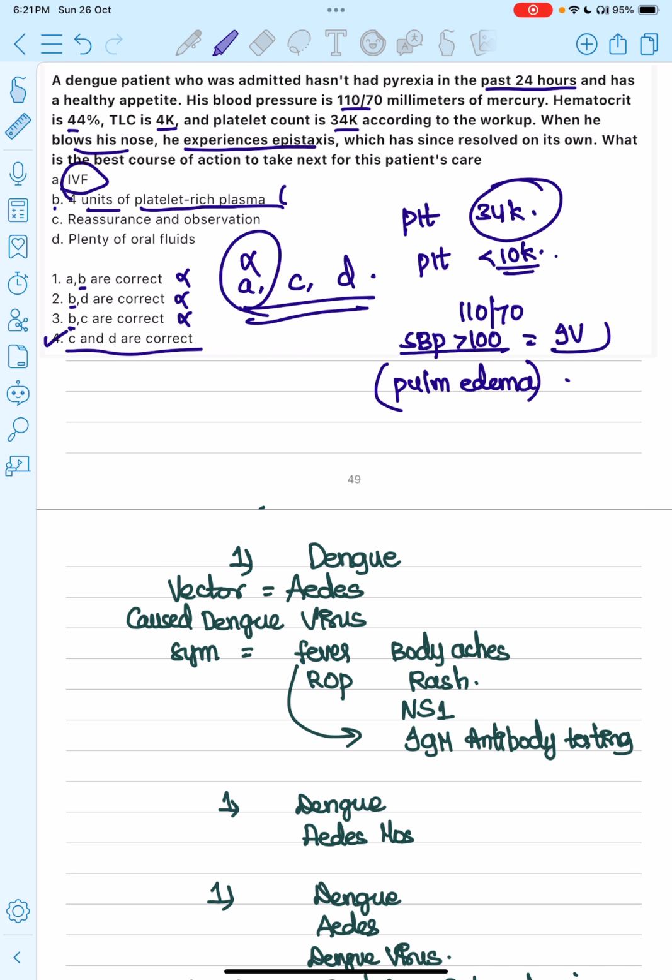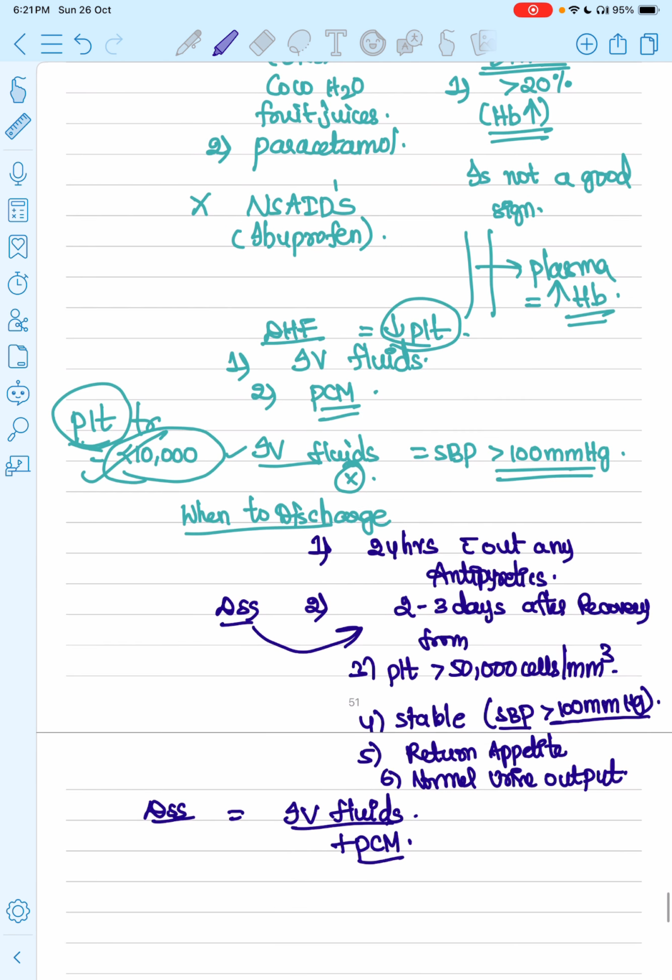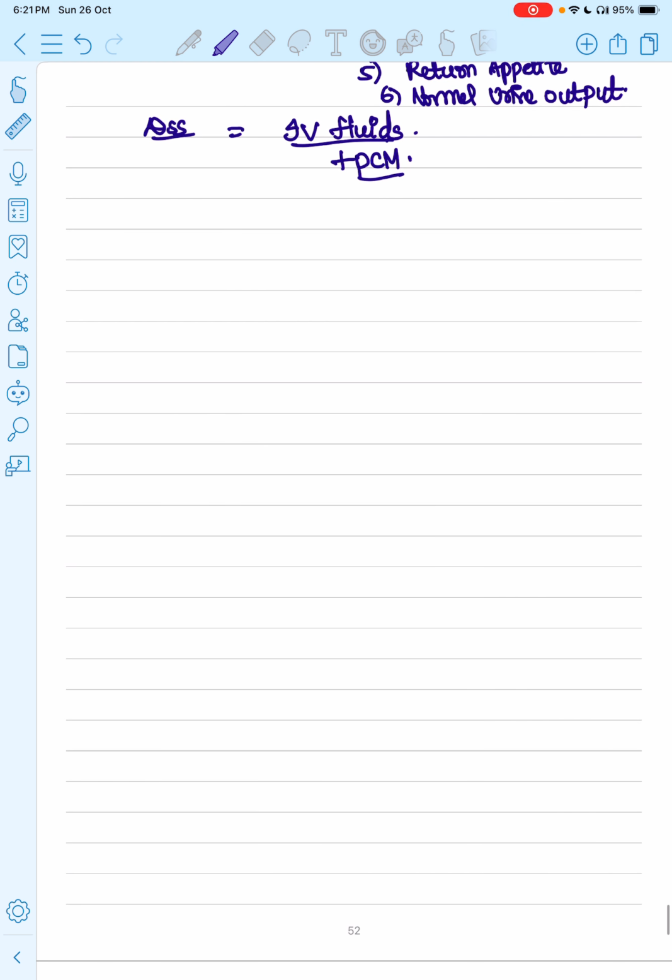So IV fluids are also not needed because he also doesn't have any pyrexia for the past 24 hours. So no need of giving IV fluids. Even though they give A, C and D, A should not be there. C and D, reassurance and observation, plenty of oral fluids. That is enough. When to call severe dengue?